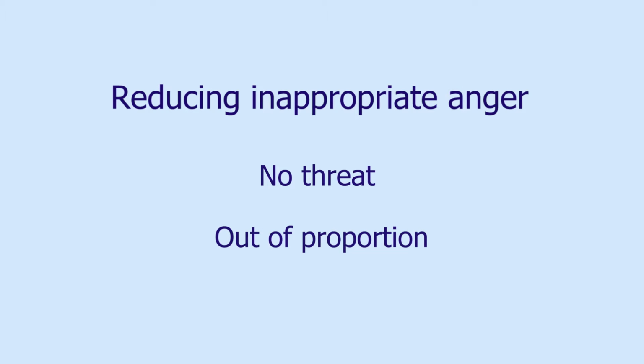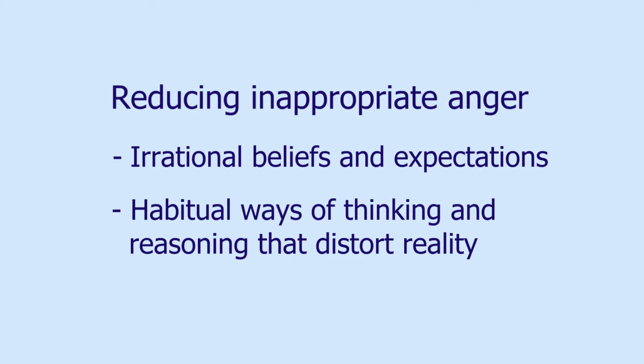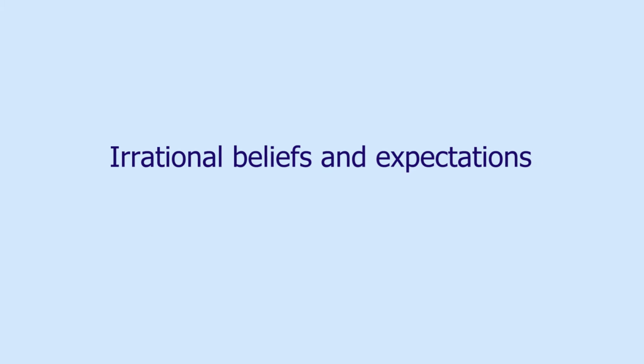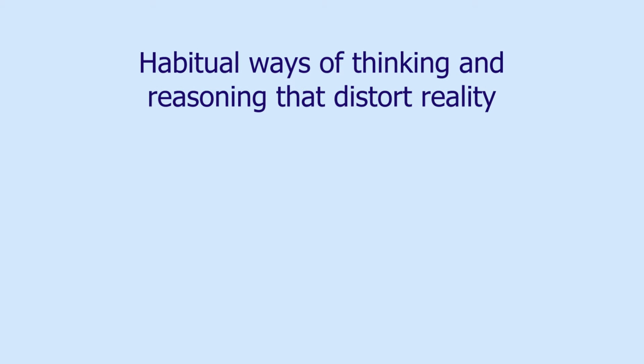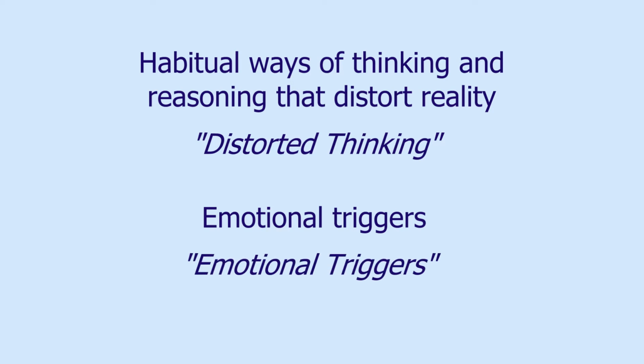There are three things that can trigger this type of inappropriate anger: irrational beliefs and expectations, habitual ways of thinking and reasoning that distort reality, and unconscious emotional triggers. This video will focus on the first, irrational beliefs and expectations that trigger inappropriate anger. Inappropriate anger triggered by habitual ways of thinking and reasoning that distort reality is covered in a separate video titled Distorted Thinking. Emotional triggers that developed in childhood are dealt with in the video titled Emotional Triggers.